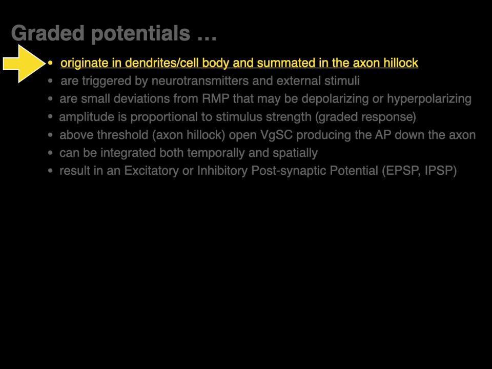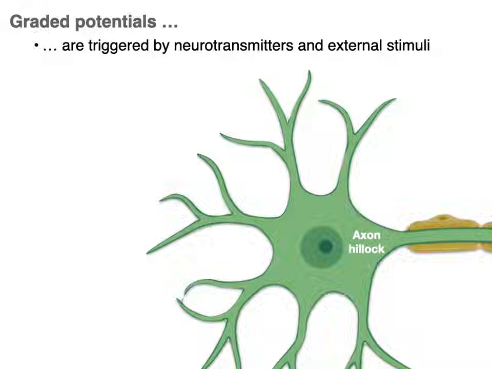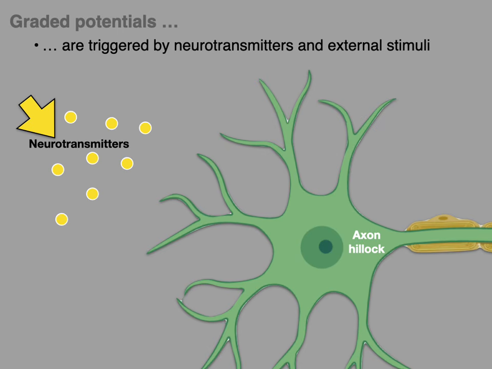Okay? So graded potentials originate in the dendrites and cell body and are summated in the axon hillock. Let's review a concept just to make sure you get it, that graded potentials are triggered by neurotransmitters and external stimuli. So here we have neurotransmitters. Now these could be anything from acetylcholine to dopamine and so forth.